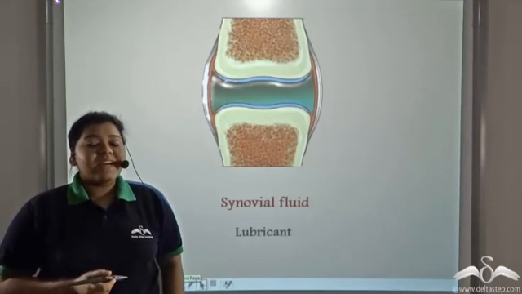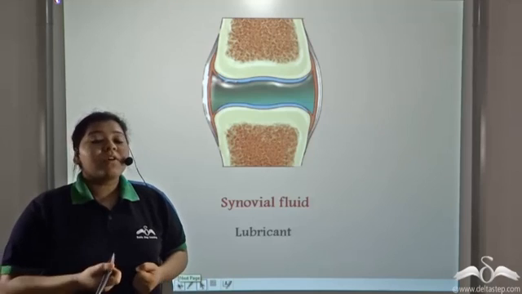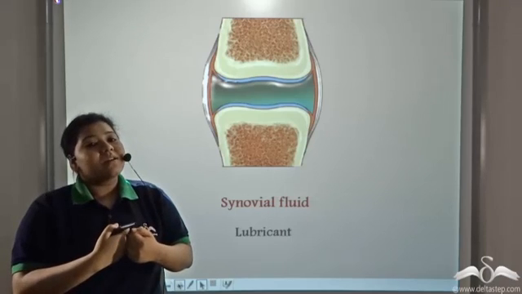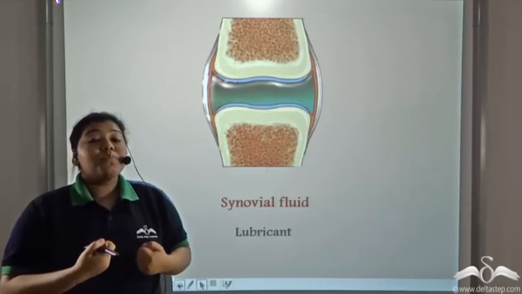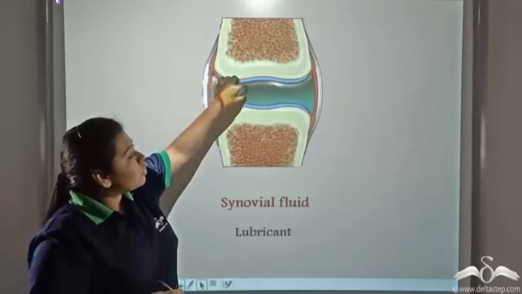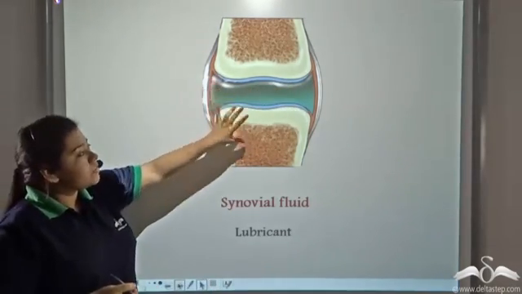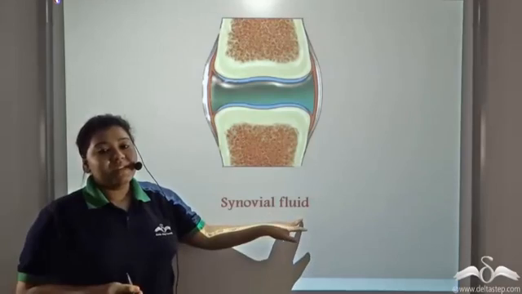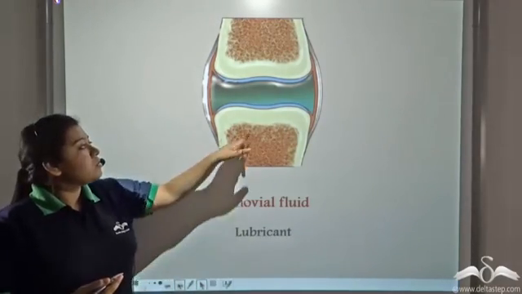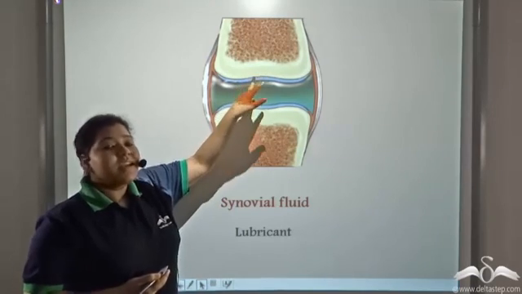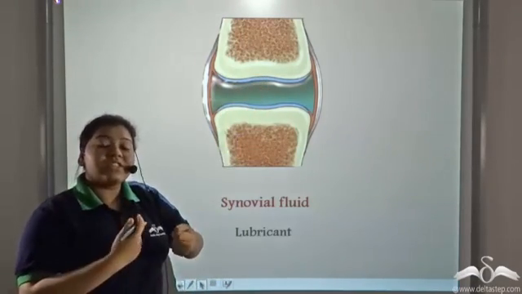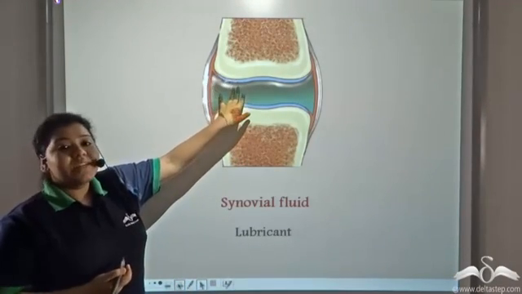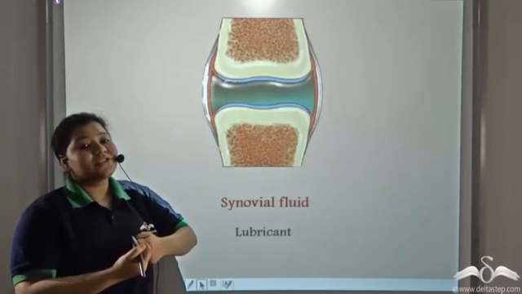A joint is the point of contact between two bones. Now, while walking or running, the bones would rub against each other, and that would cause a tremendous amount of pain. To prevent that, we have a fluid present in the joint, between two bones, known as the synovial fluid, and it provides lubrication to the joint. By lubrication, I mean it reduces the friction between the two bones. So, because of the synovial fluid, there is free movement in the joint.